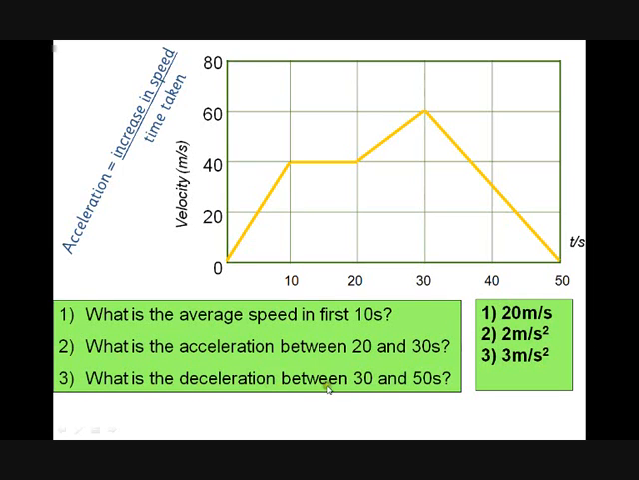What is the deceleration between 30 and 50? So we're slowing down on this section of the graph. So between 30 and 50 seconds, that's 20 seconds, we have gone from 60 down to 0. So our change in speed is a negative this time, or it's a decrease. Our decrease in speed is 60. We've done it in 20 seconds, so 60 divided by 20 gives an answer of 3 meters per second squared.